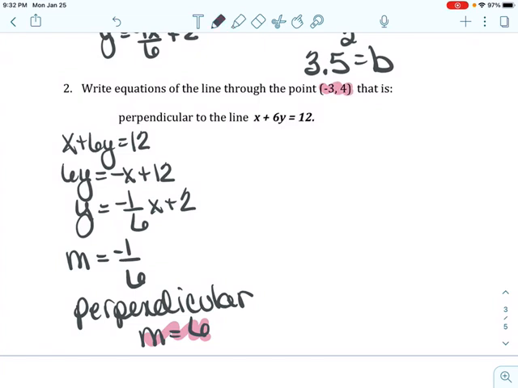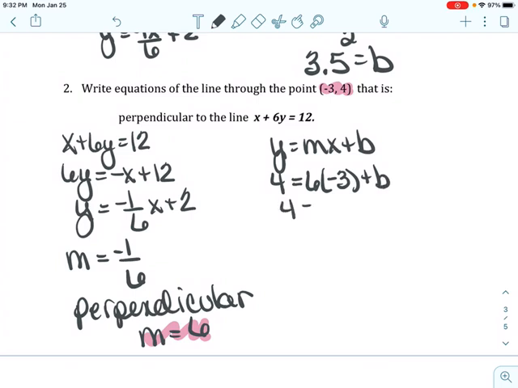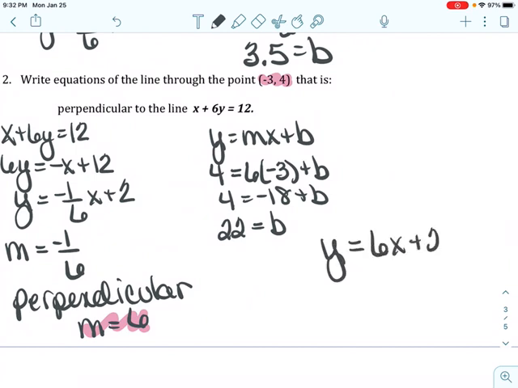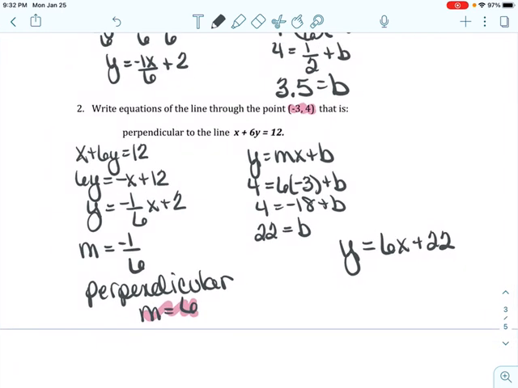So we're going to use 6, and we're going to use the point -3, 4. Okay, so we're going to put 4 equals 6 times -3 plus b. 4 equals -18 plus b. Add 18, so that's 22 equals b. So our line is y equals 6x plus 22.